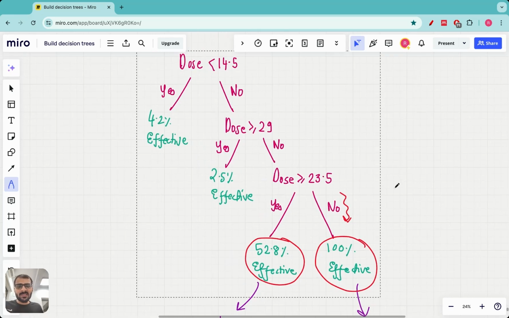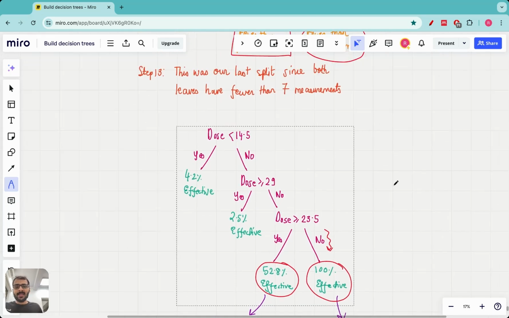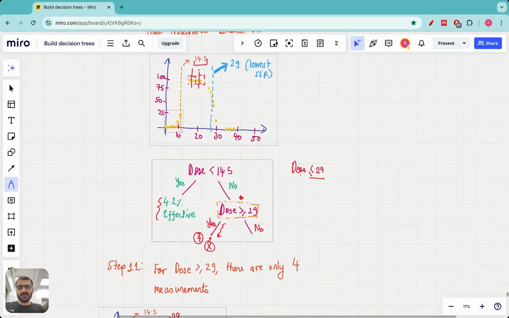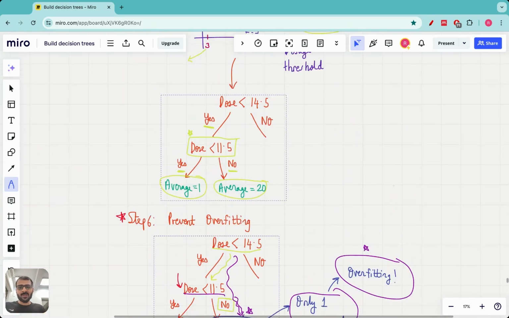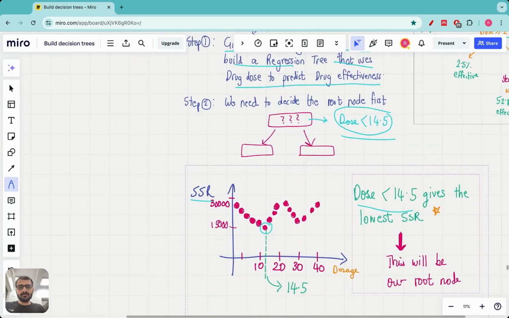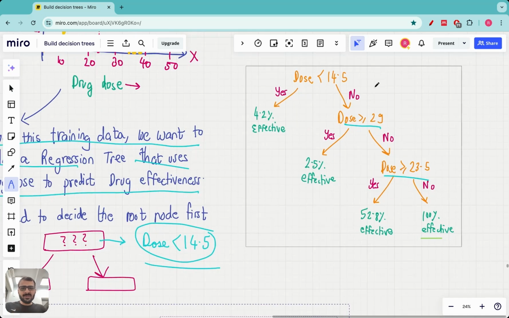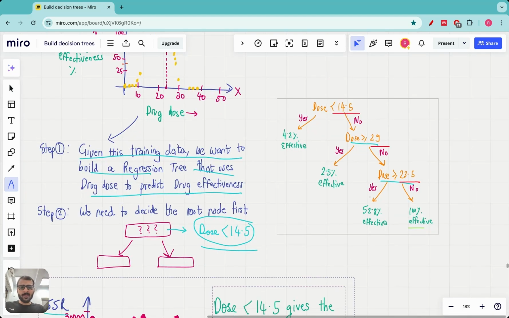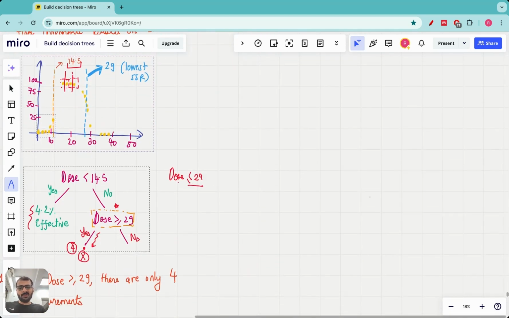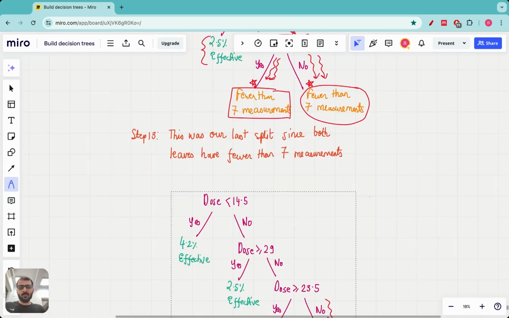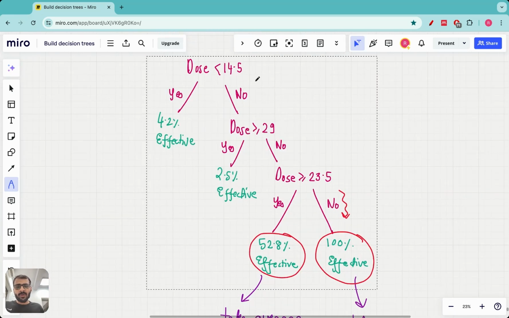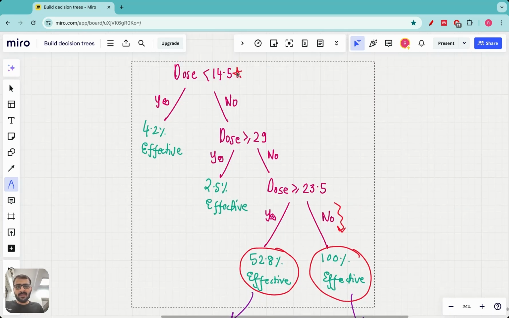Now let's see if this is the same decision tree which we wanted to construct at the start of this lecture. So at the start of this lecture, we looked at this decision tree, right? And we were thinking, how did we construct this? So here there is 14.5, here there is 29, and here there is 23.5. So we were thinking, how did we come up with these numbers? But now you can see our final tree will have the same numbers: 14.5, then there is 29, and then there is 23.5.